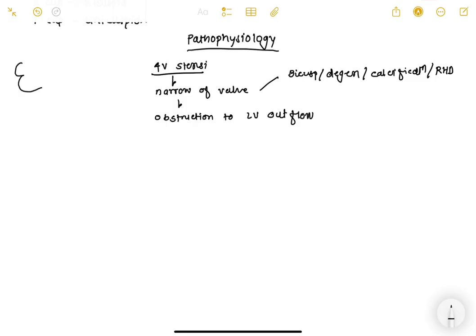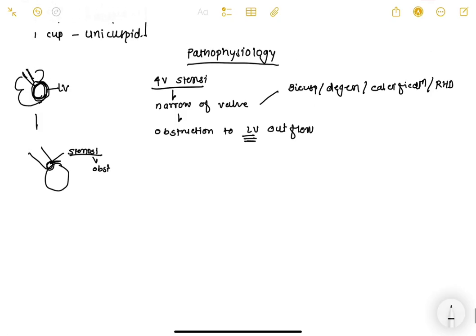Suppose this is your heart, this is your left ventricle, and this is the aorta. Suppose the space in this outflow is stenosed, then we can call it an obstruction. So this is obstruction to the LV. Okay, so what will happen due to this?